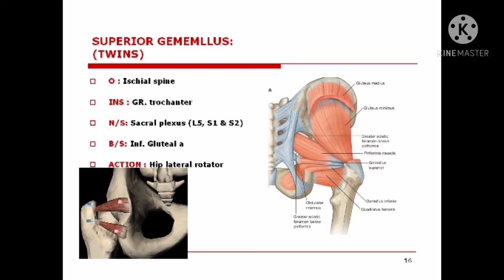The superior gemellus arises from the spine of the ischial bone and inserts upon the greater trochanter of the upper end of the femur. It receives its nerve supply from the sacral plexus, the lumbar 5, the S1 and S2 segments. The blood supply is from the inferior gluteal artery, and it is a hip lateral rotator.